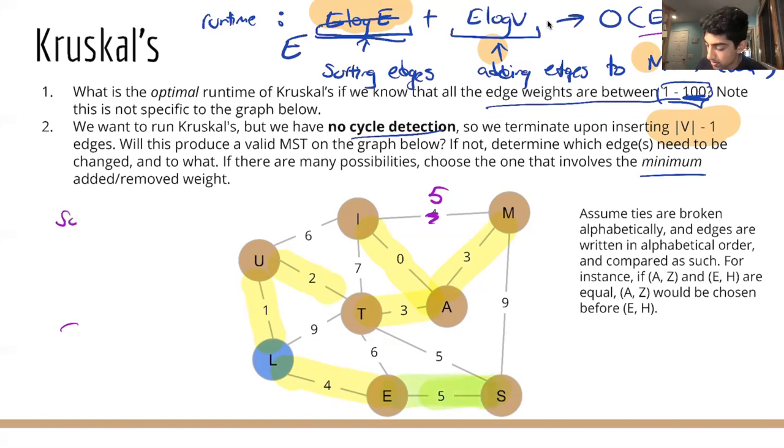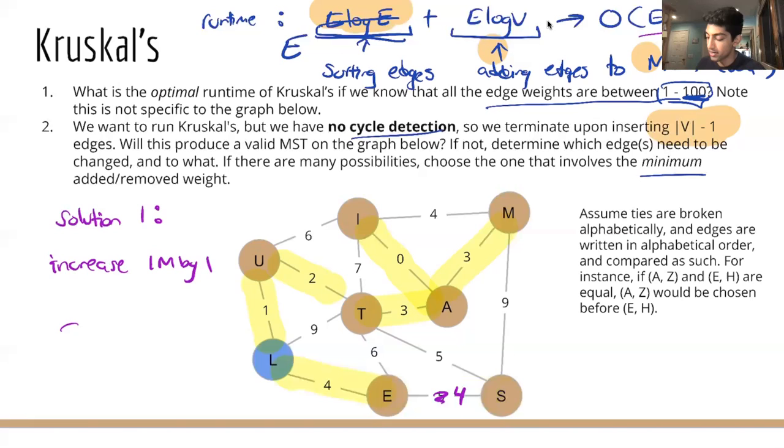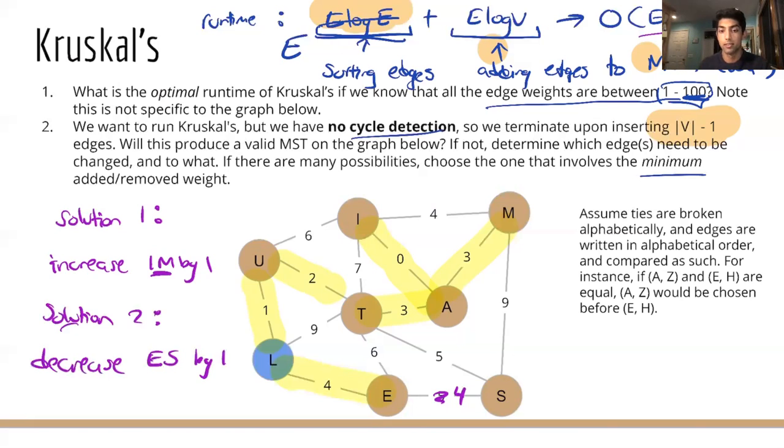So I'll put that down. Solution 1 is increase IM by 1, which is basically the minimum possible change we could ever have. Another change we can do is decrease ES by 1. That's another change. So solution 1: increase IM by 1. Solution 2: decrease ES by 1. Any questions on this part?